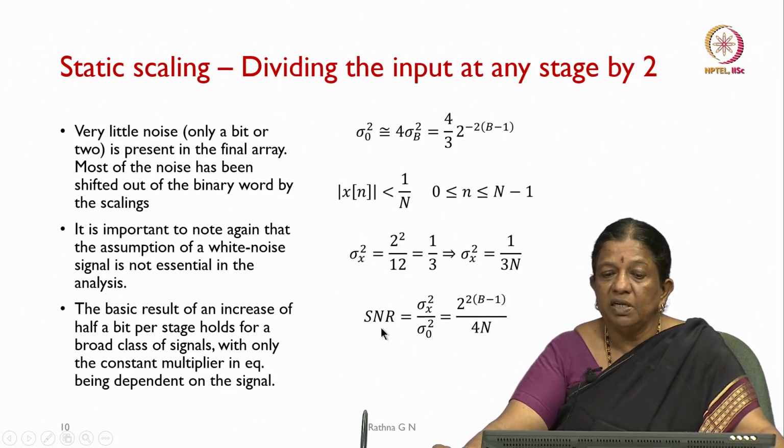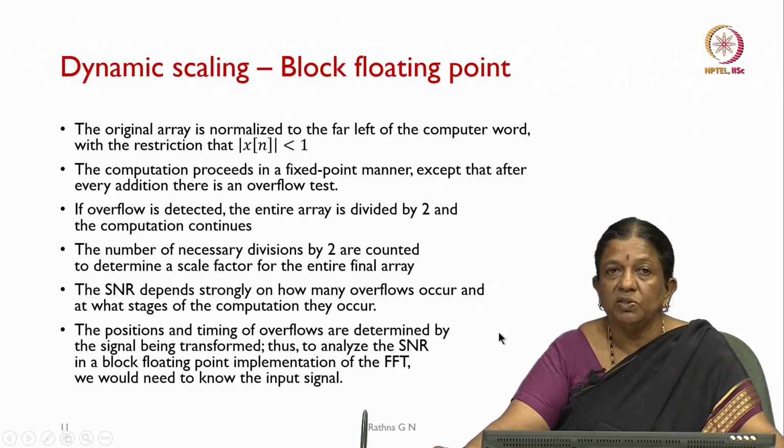So, what happens to our signal to noise ratio in the final? Sigma x squared by sigma naught squared, you will see that it is 2 to the power of 2 into b minus 1 divided by 4 n in this case after substitution.